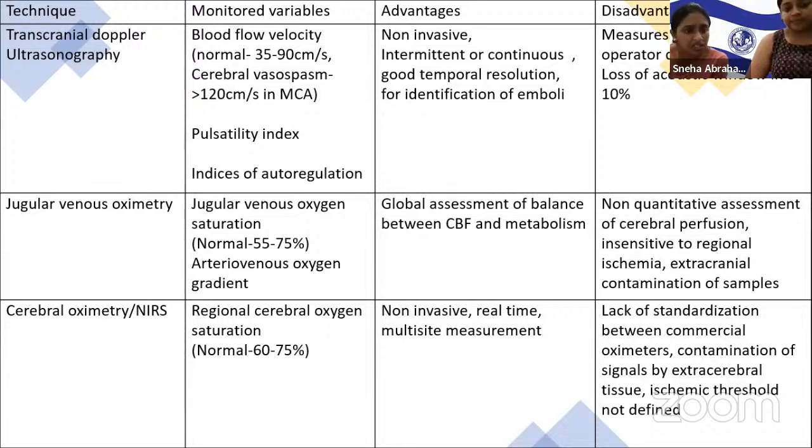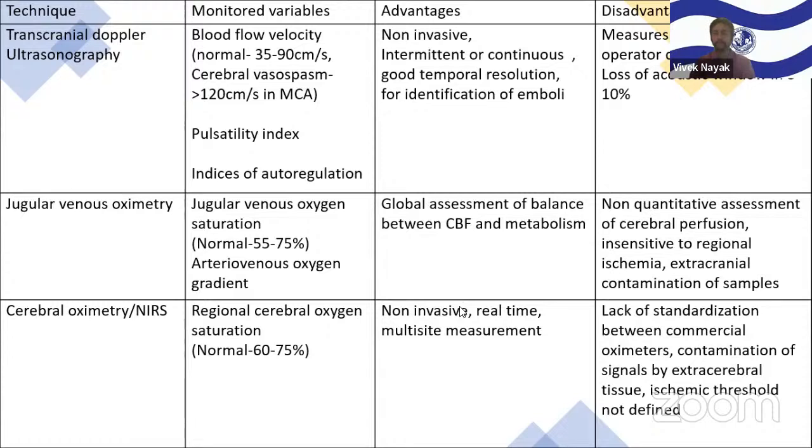Cerebral oximetry or near-infrared spectrometry. In this, we monitor the regional cerebral oxygen saturation, which is normally between 60 to 75%. It is non-invasive and gives us real-time multi-site measurements. The disadvantages of cerebral oximetry is that there is a lack of standardization between commercial oximeters, and there could be contamination of the signals by extracerebral tissue, and the ischemic threshold for cerebral oximetry is not defined.